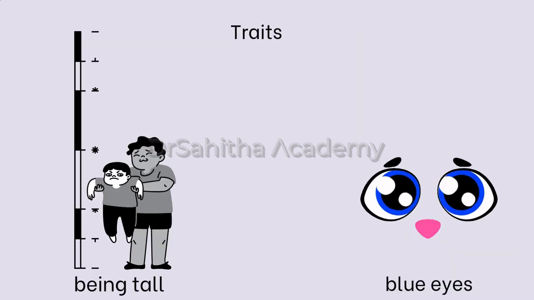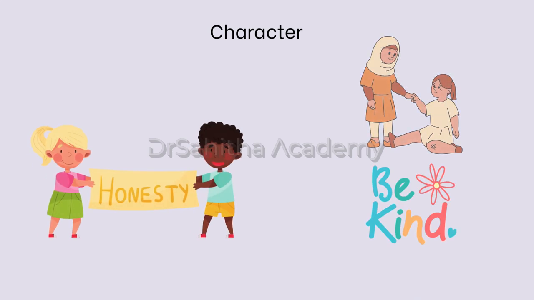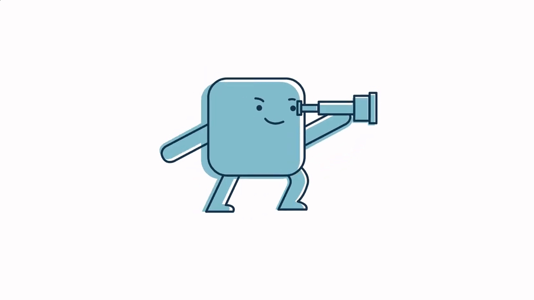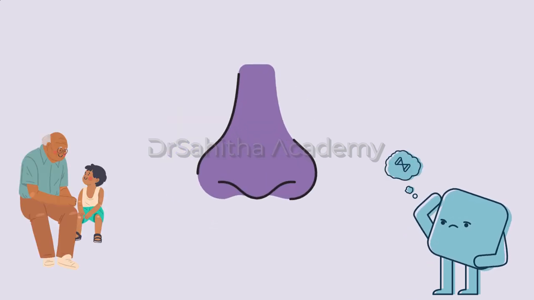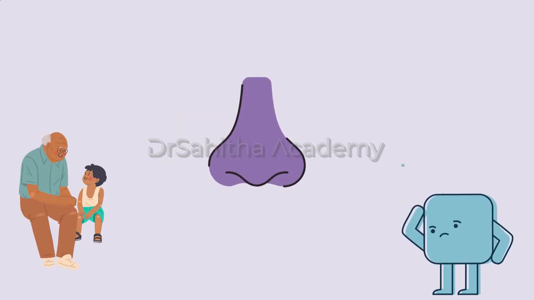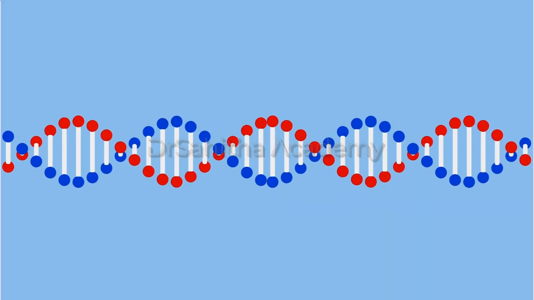Traits are specific qualities like being tall or having blue eyes. Traits are observable and measurable. Then, what is character? Character is nothing but values and ethics like honesty, kindness, etc. Have you ever noticed that our mother's eyes, father's smile, and grandparents' nose are the traits we inherit? Yes? Let's start by understanding the basic concepts of heredity.